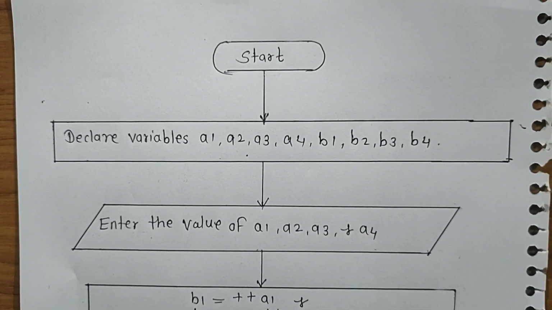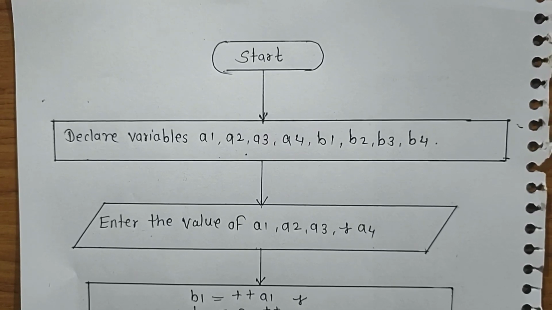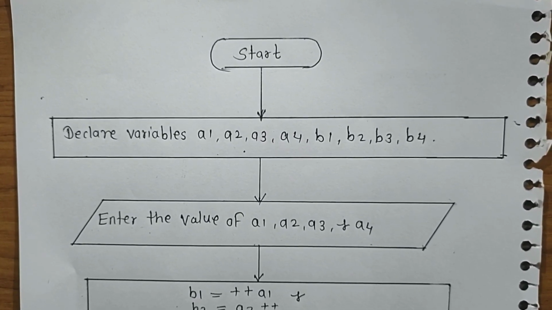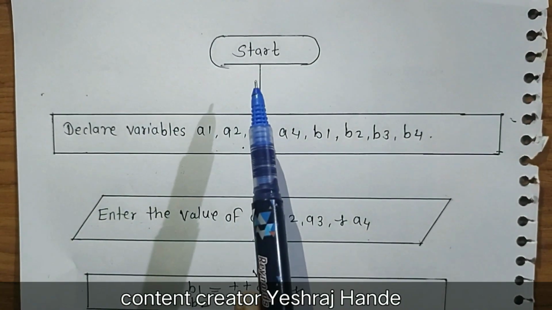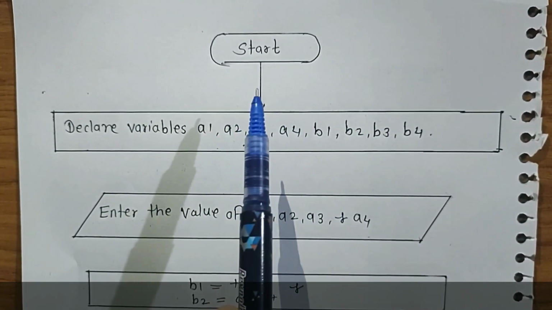Already we have discussed about the previous topic algorithm. So now let's see the flowchart created based on the algorithm that we have already seen. Here first step is start. It is written in the terminal box.